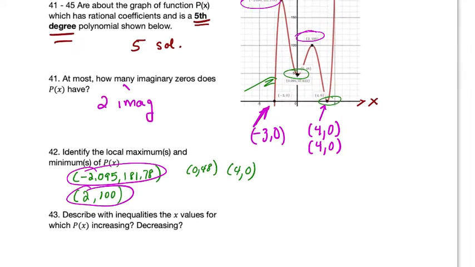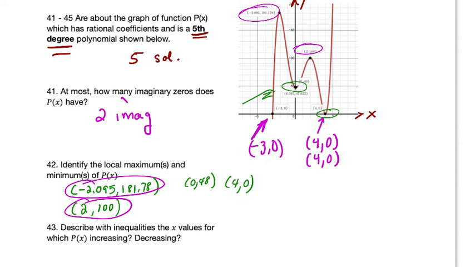Describe with inequalities the x values for which p of x is increasing and decreasing. So here's our polynomial. Remember, we just read left to right. Here it's increasing because it's got a positive slope. Now it's decreasing because it's got a negative slope. No, it's increasing. No, it's decreasing. No, it's increasing. Okay, so we want to do increasing first, so I'll just highlight the increasing parts. And then it turns around right there, and it starts to increase.